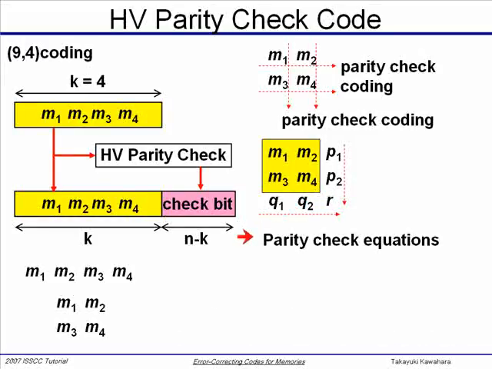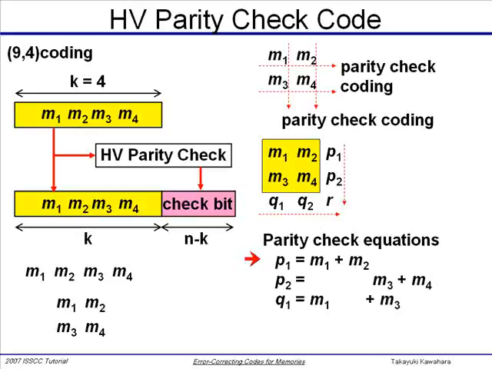So here are the parity check equations that I told you already. P1 is M1 plus M2. P2 is M3 plus M4. Q1 is M1 plus M3. Q2 is M2 plus M4. R is M1 plus M2 plus M3 plus M4. Then we can calculate the generator matrix, parity check matrix and syndrome. Okay, let's go ahead.